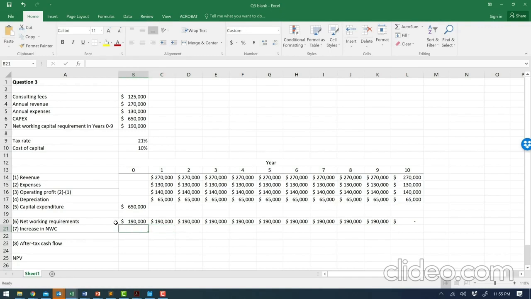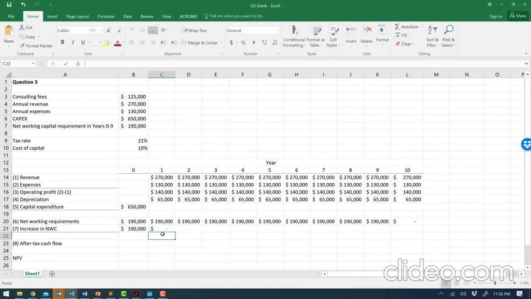So in year 0, we'll assume that before year 0 we had nothing in net working capital. So therefore, since the requirements in year 0 are $190,000, our increase is $190,000 in year 0. In subsequent years, we're computing the increases by taking the difference between this year and the previous year.